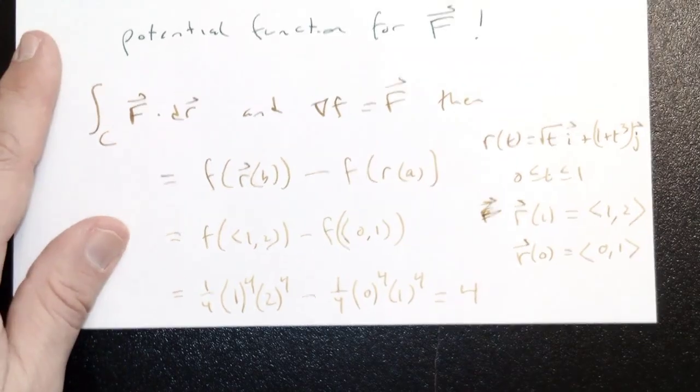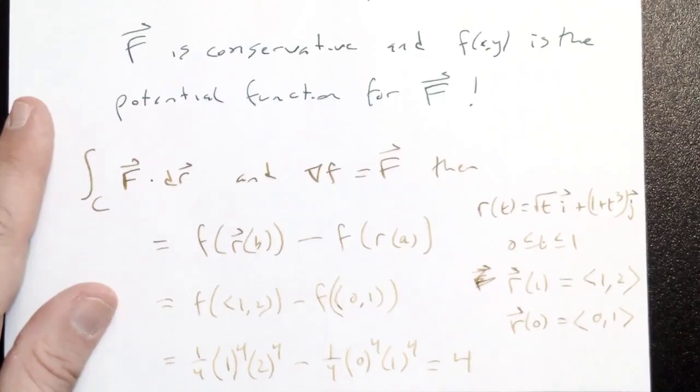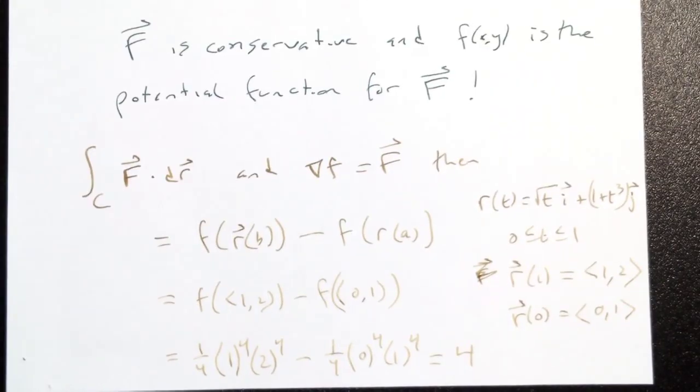The key statement is at the top of the screen. If I have a conservative vector field and I know the potential function for it, I know the antiderivative, I can use the fundamental theorem of calculus. And the fundamental theorem of calculus says take the antiderivative, plug in the ends, and subtract. That's it.